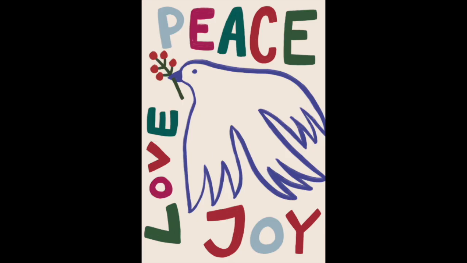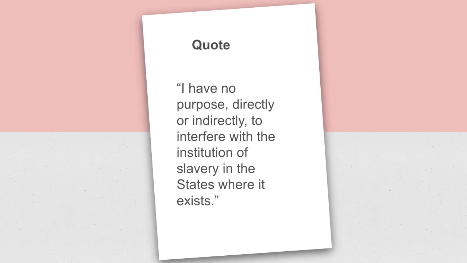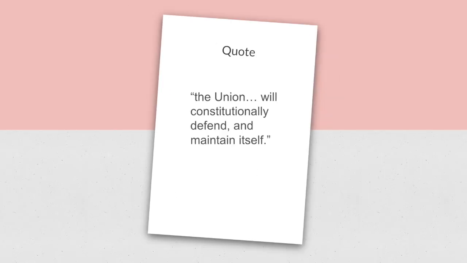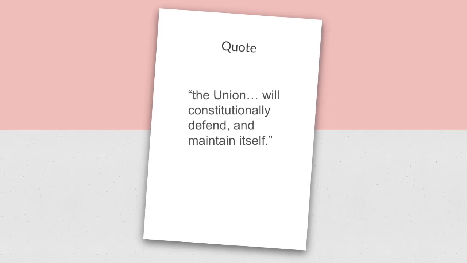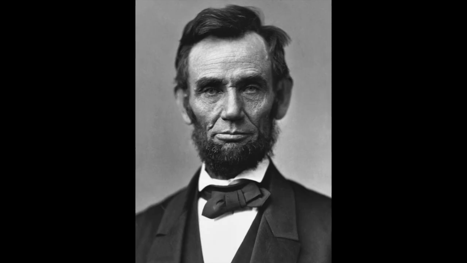Next, when we talk about Matthew Pinsker, understanding Lincoln's first inaugural address, he basically shows Lincoln's plea for peace. He reassures Southerners that, quote, "I have no purpose directly or indirectly to interfere with the institution of slavery in the states where it exists," end quote. But he also insists, quote, "the Union will constitutionally defend and maintain itself," end quote. And I think this really captures the tension: Lincoln sought reconciliation but refused to accept secession as legal.